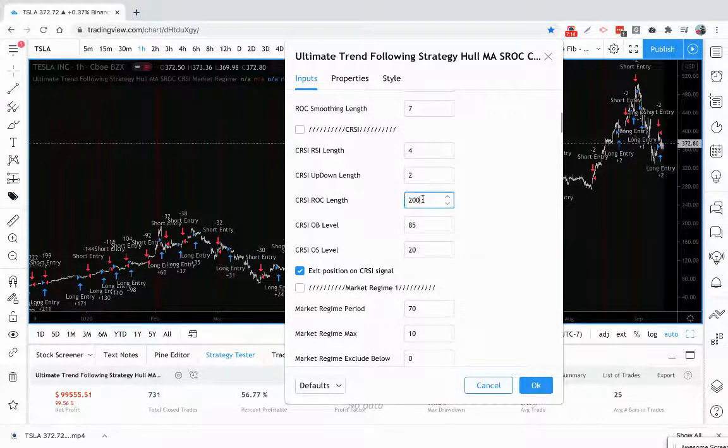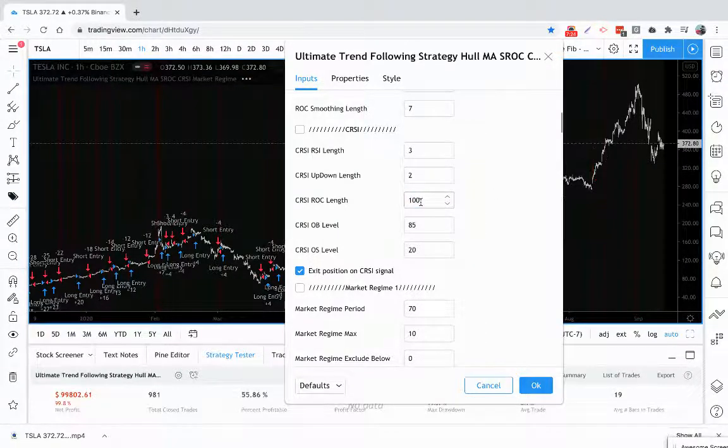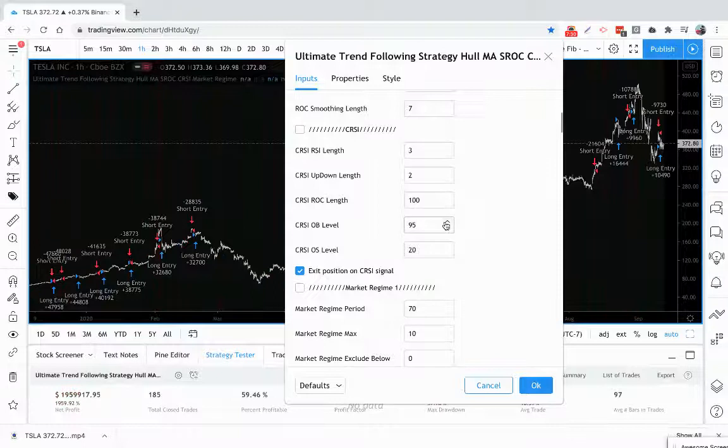So let's maybe for this one go 100. These are just the default settings, 3, 2, 100. That's usually default. We can go to more extreme. There we go, that was nice. We have a much higher overbought level. Then you just have to tweak with these and see what works for you.